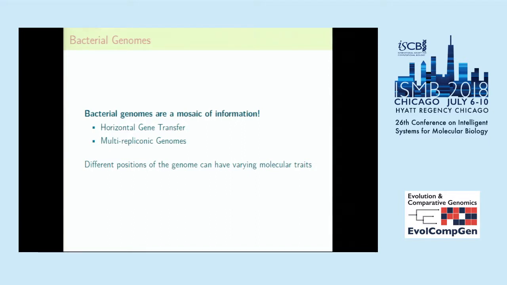This information can come from within the same species or even between species through a process called horizontal gene transfer. Bacteria can further subdivide their genomes into multiple replicons or chromosome-like structures that allow for meeting specific needs of the bacteria, such as adapting to a local environment or metabolic needs. Now, because information is coming from all over the place, different positions in bacterial genomes can have varying molecular traits.